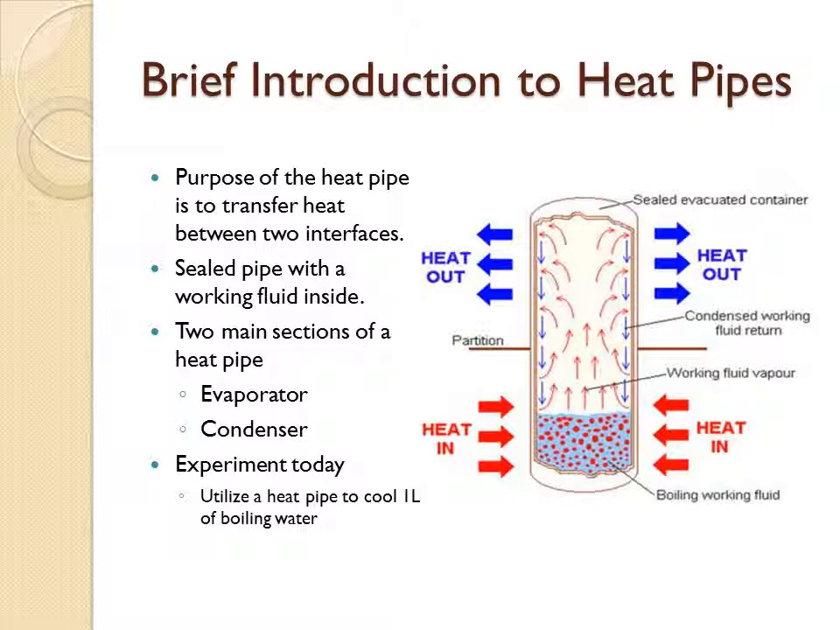In the evaporator region, heat enters the heat pipe and heats up the water or working fluid. The working fluid absorbs the energy and vaporizes. The vapor rises to the top of the heat pipe, cools off, releasing heat, and condenses back into a liquid and falls back to the evaporator region. The experiment today will utilize a heat pipe to cool 1 liter of boiling water.